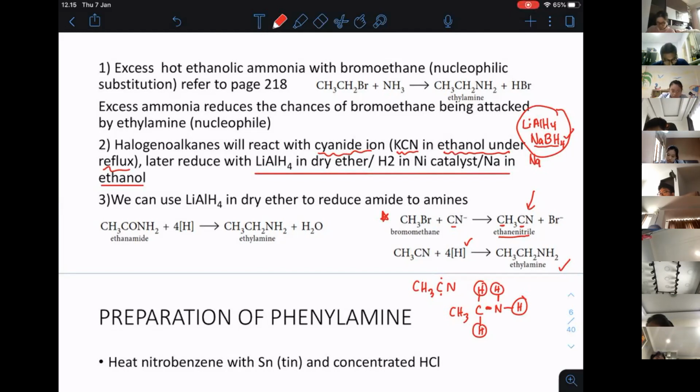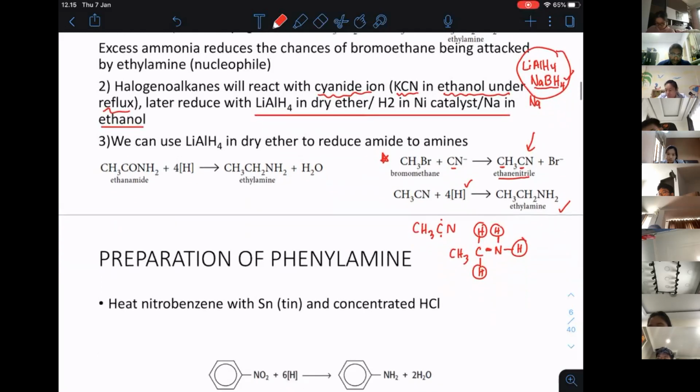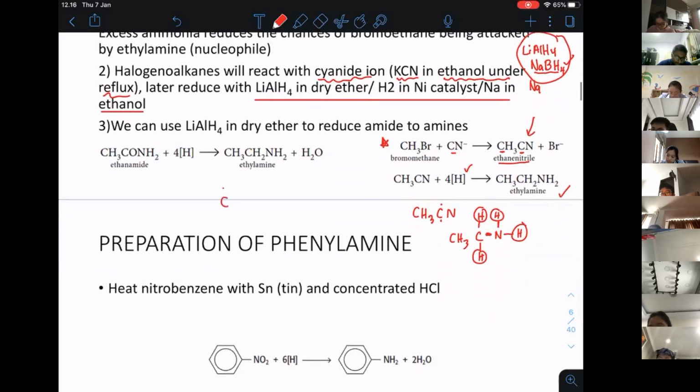Now, they said we can also use LiAlH4 in dry ether to reduce amide to amine. So this is one more reaction. You can also change an amide. What is an amide? Amide is C double bond O NH2. The difference is there is a double bond O. If you want to change amide to amine, generally the O will be replaced.